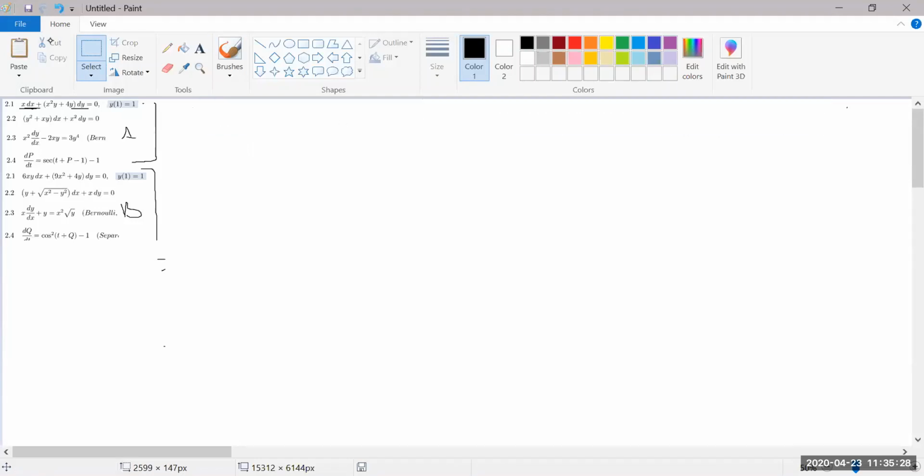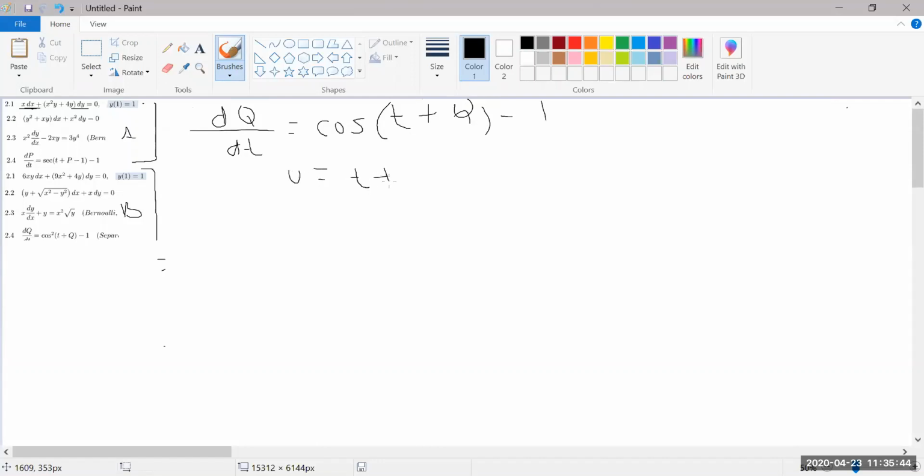Okay, 2.4 is the last one for this set. So dq dt equals cosine squared t plus q minus 1. Okay, so our substitution here is our u equals t plus q, which means our du dt equals 1 plus dq dt. Okay, also means our du dt minus 1 equals dq dt.